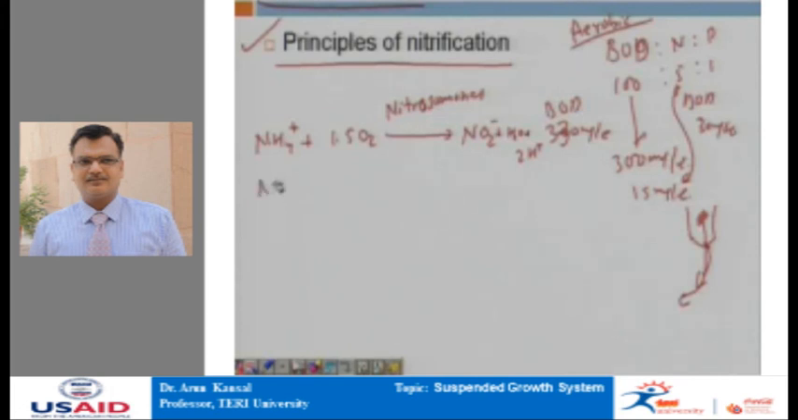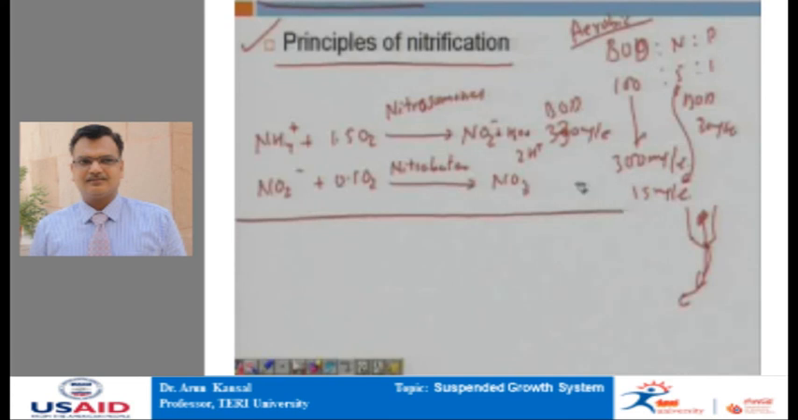Then comes the next step, where nitrites are converted by another set of autotrophic organisms, known as Nitrobacter. So, Nitrobacter converts nitrites into nitrates. So, the net reaction of this two-step process is that nitrogen present in the form of ammonium compounds is finally converted to nitrates.